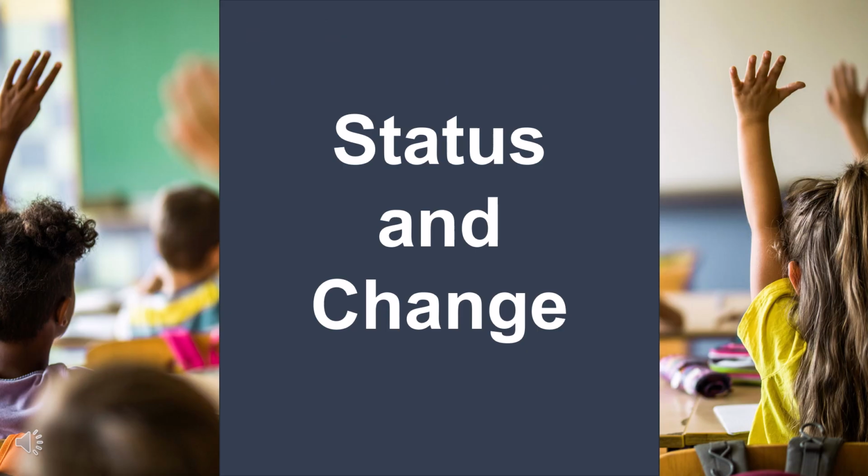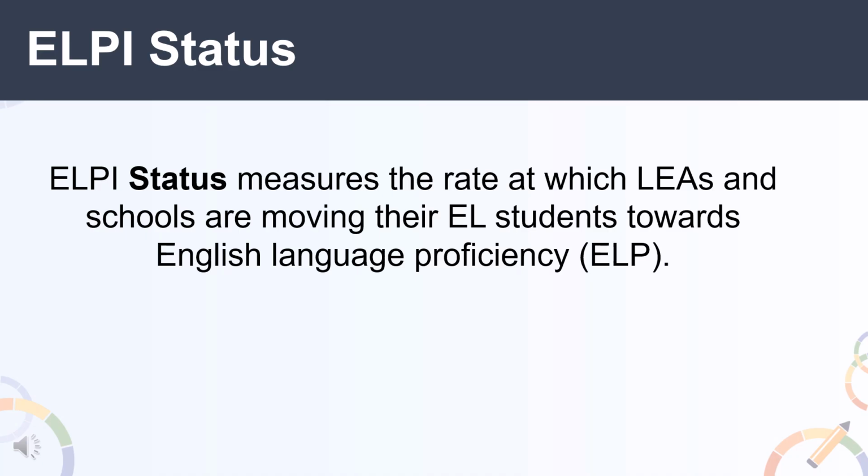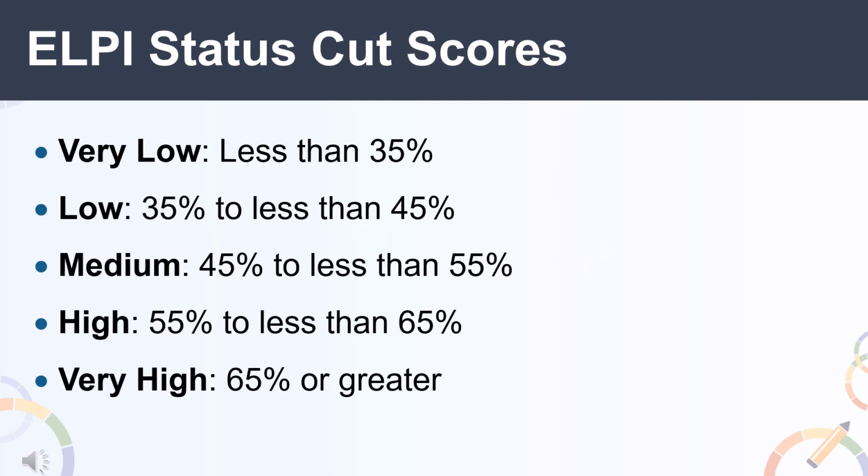Next, we will review status and change in the LP. LP status measures the rate at which LEAs and schools are moving their EL students towards English Language Proficiency, or ELP. LP status requires 2 years of assessment results. For example, Coatell High School has an LP status rate of 66.7%. This means that 66.7% of the EL students enrolled at Coatell High during the LPAC testing window made progress towards ELP. The LP has 5 status levels.